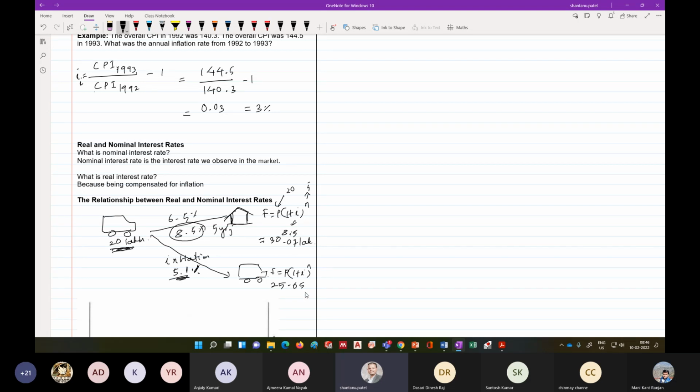Okay. So see, you gave these 20 lakhs to your friend to buy his house, and he will pay some 30.07 lakh, but ultimately the car price has already increased to 25.65 lakhs, right? So the gain you are getting is from 25.65 lakhs to 30.07 lakhs. This looks attractive. It is more than the bank interest.